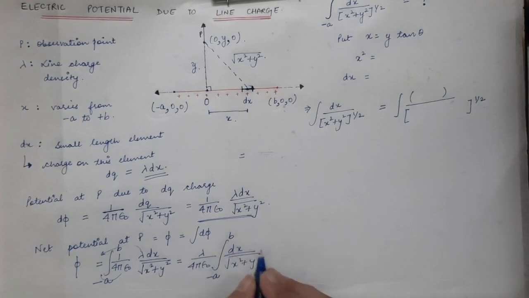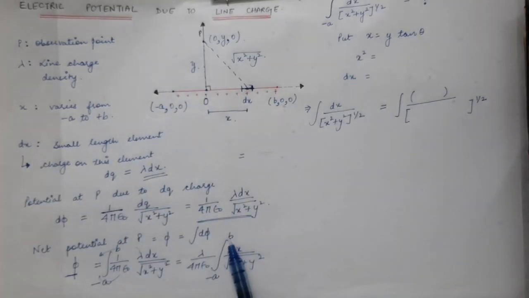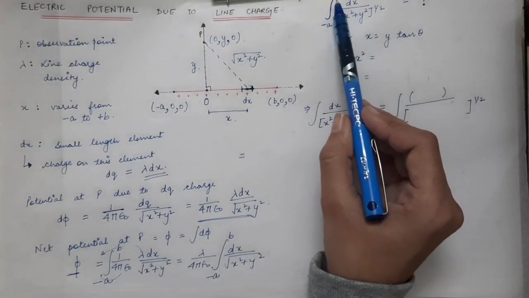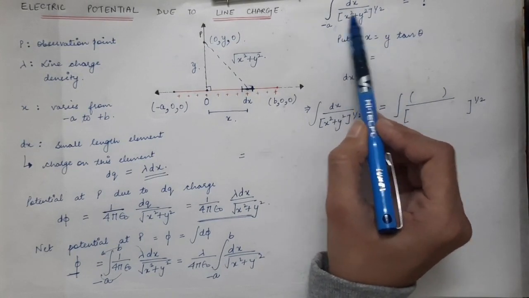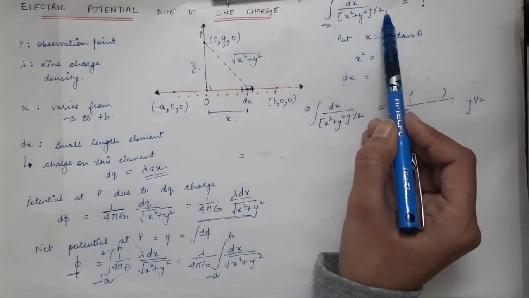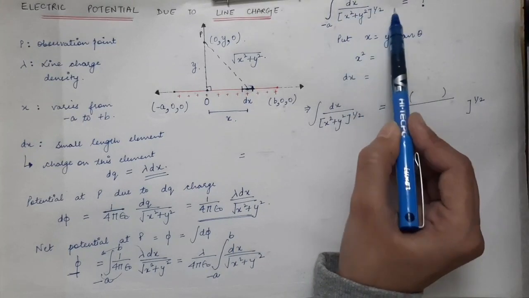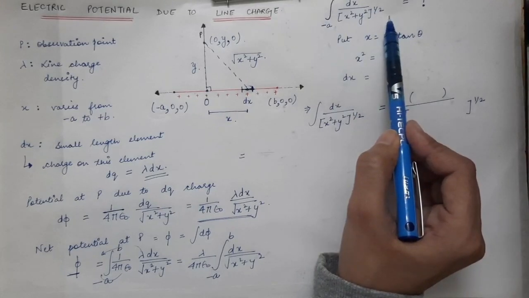So first of all we will find this integration and we will insert the result in this particular formula of the potential, and hence we will get the final expression of the potential at P due to this whole line charge. So we are going to find out this integration of dx divided by under root of x square plus y square. I have just written power 1 by 2 instead of writing under root, so you can write in either way: x square plus y square power 1 by 2. We are just going to solve this particular integral.